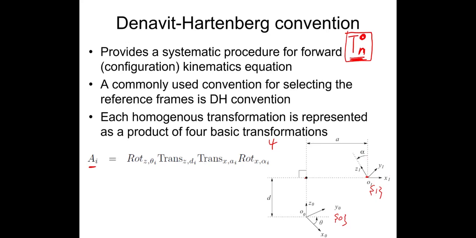So if we want to do the transformation between 2 arbitrary frames, we can always follow these 4 steps, so that we have theta i, di, ai, and alpha i. We can use these 4 quantities to represent an arbitrary transformation. It's like you use Euler angles to represent any rotation, right?